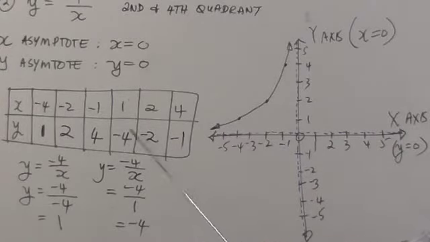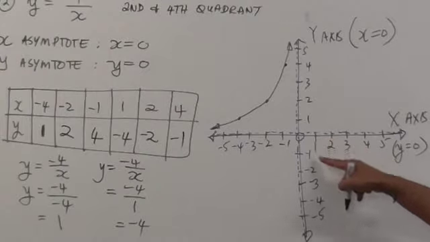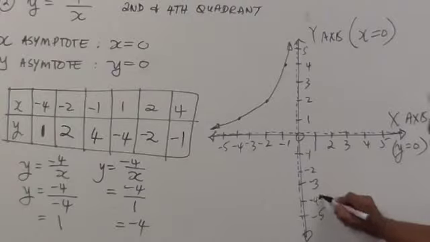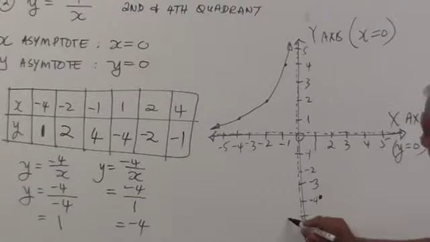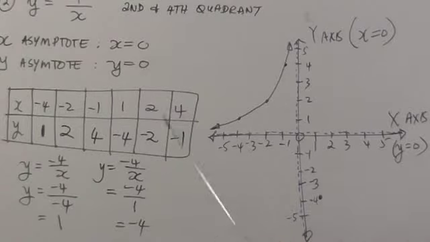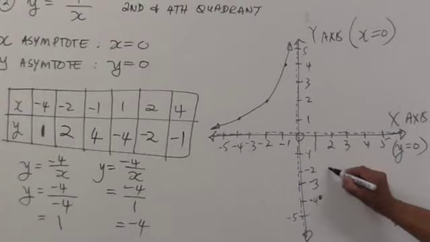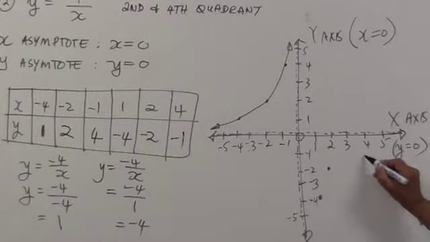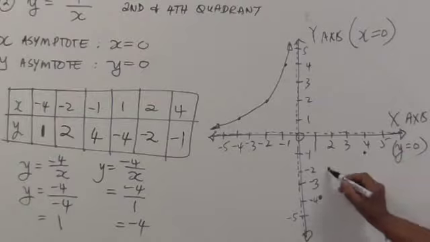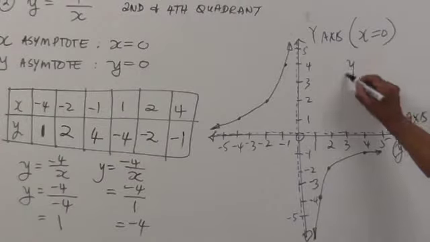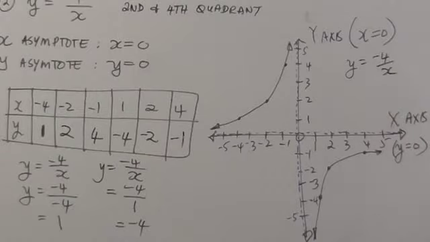Next, 1, negative 4 is here. 2, negative 2. 4, negative 1 is here. Now we got the shape of this graph. So that's your graph for y is equal to negative 4 over x.